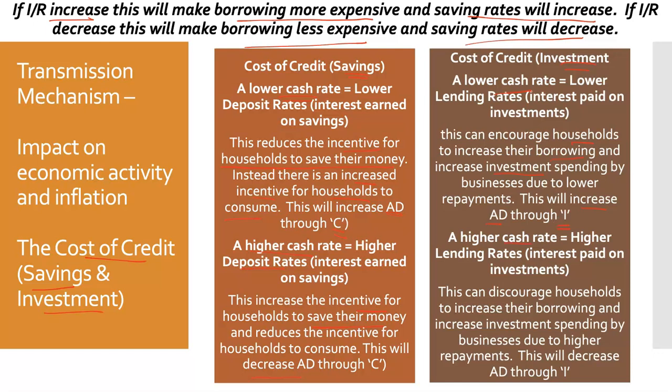Higher cash rates are going to equal higher lending rates. You're going to have to pay more interest on your investments, and this is going to discourage households from increasing their borrowings. And this will decrease aggregate demand. So we can see higher interest rates are going to result in lower aggregate demand, the desired effect, because people are going to be saving more money and investing less. With lower rates, people are going to be saving less and investing more in terms of borrowings, creating the desired effect.